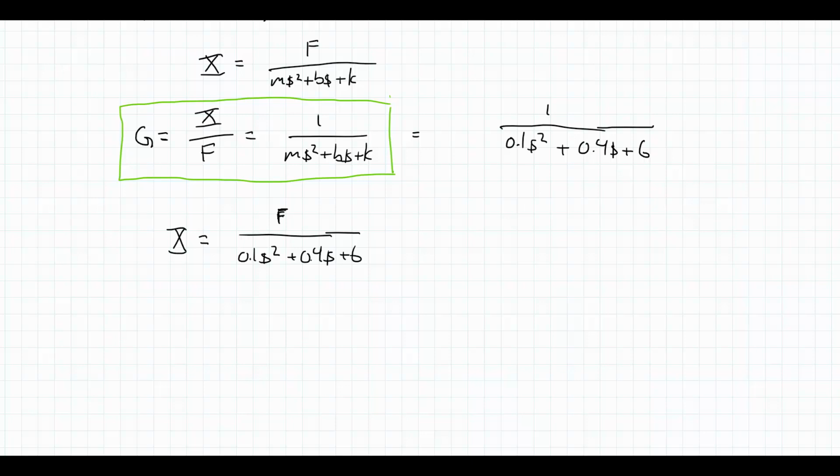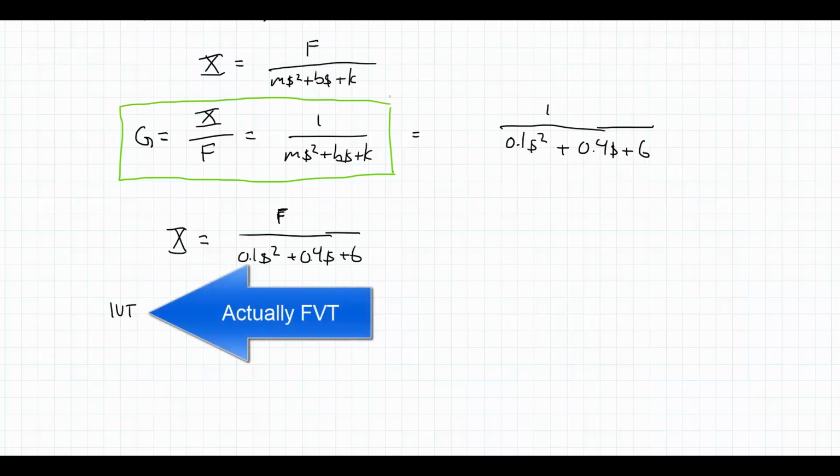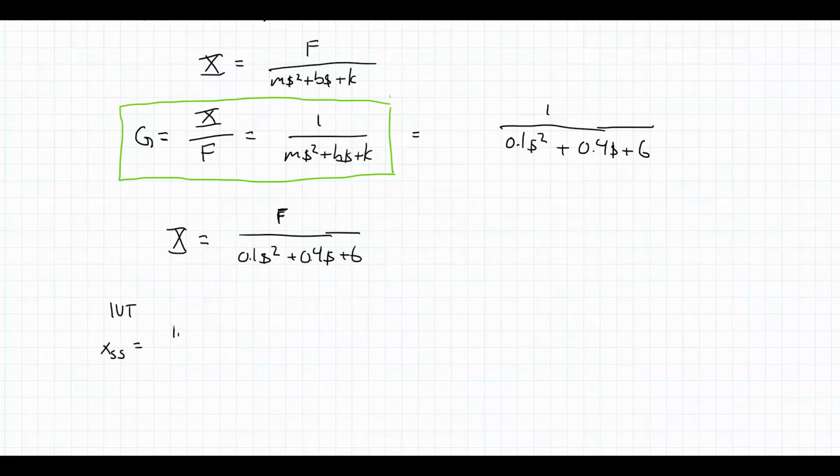Because remember, what are we looking for? Let's say initial value theorem first. So let's do IVT. This tells us that x steady state, which I could express as the limit as t goes to infinity of x of t, is the same as the limit of s times x as s goes to 0.